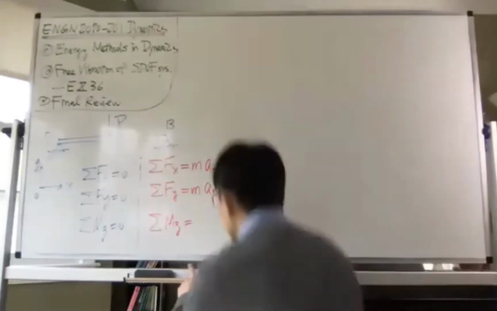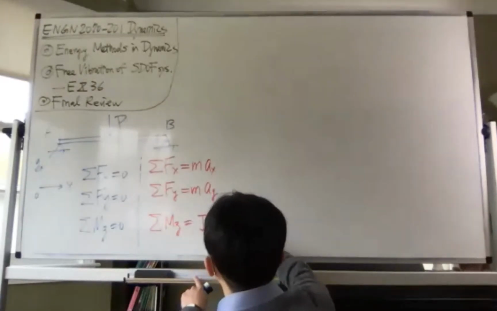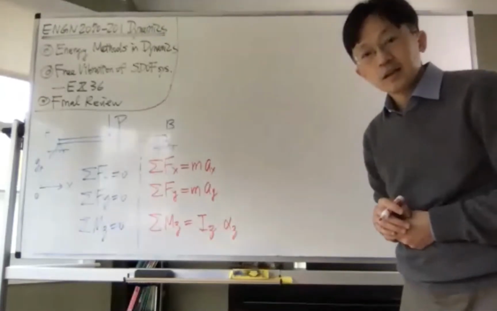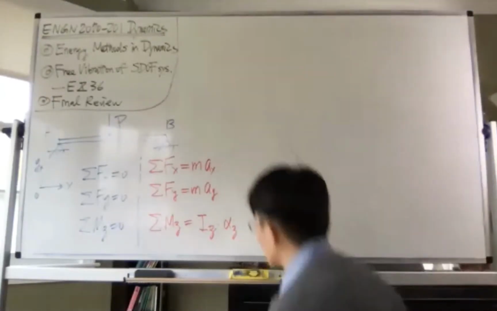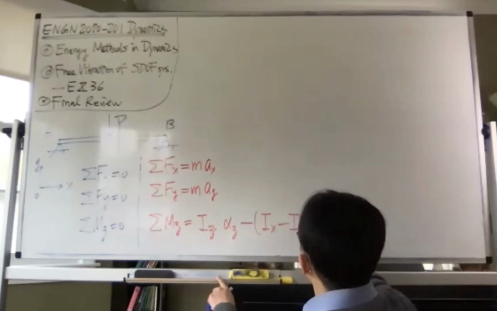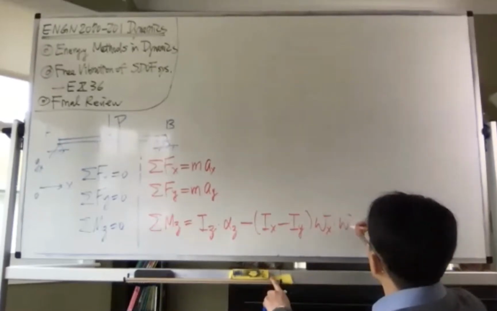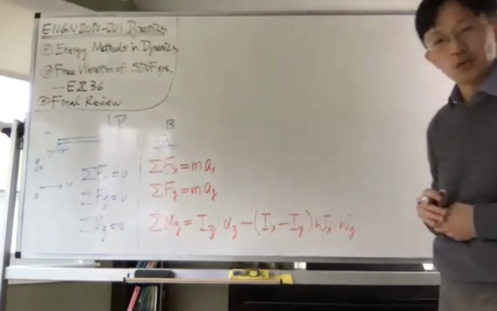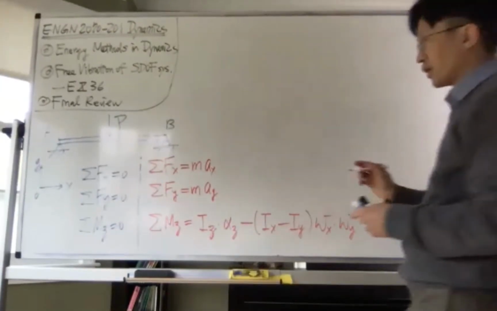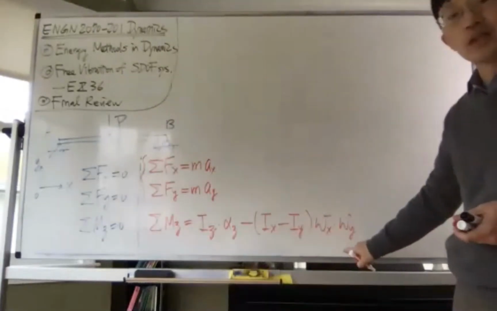The moment becomes Iz times alpha z. But remember, there's a general form. So what's the general form? Minus Ix minus Iy times omega x times omega y. This is what I told you maybe last week, right? The most general form in dynamics. In dynamic equilibrium, these are the three governing equations we live with.